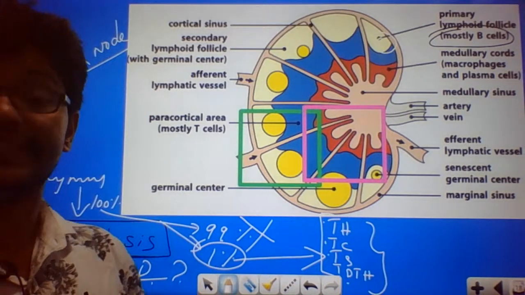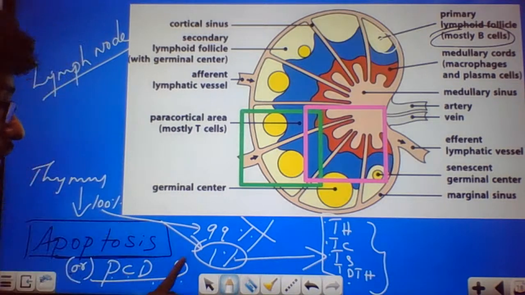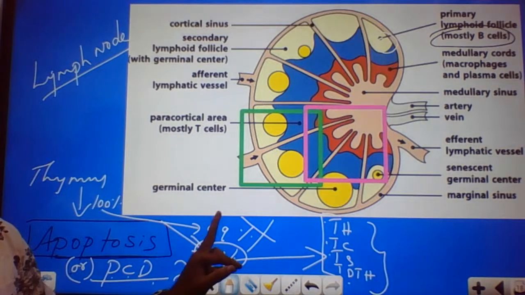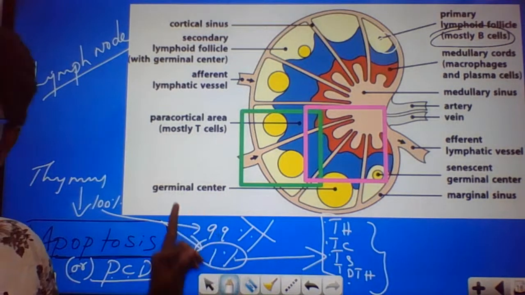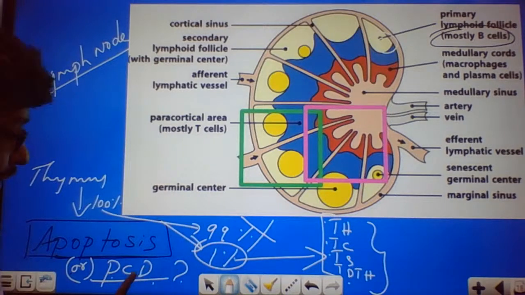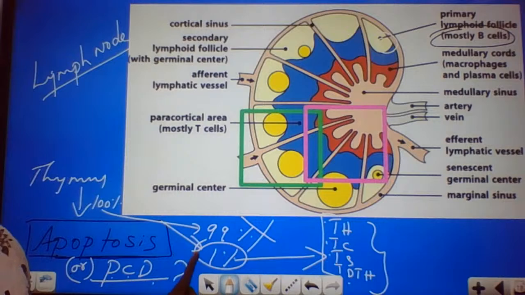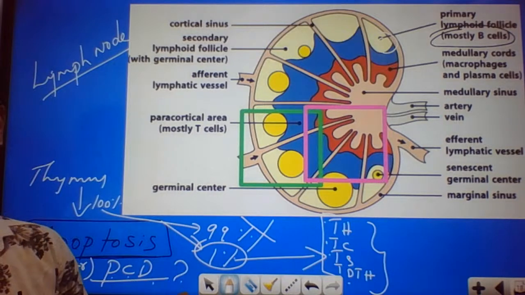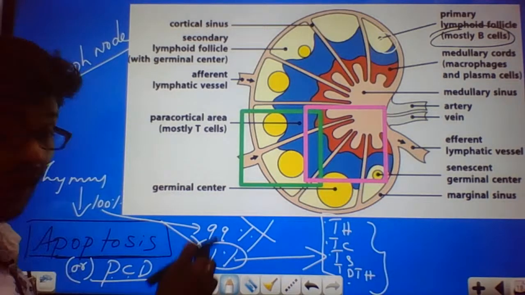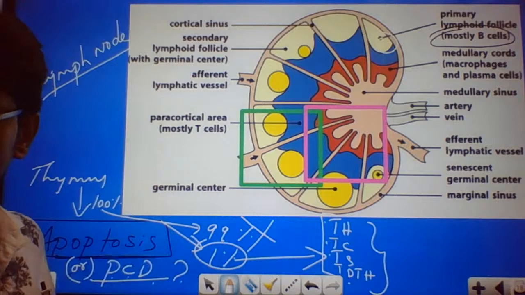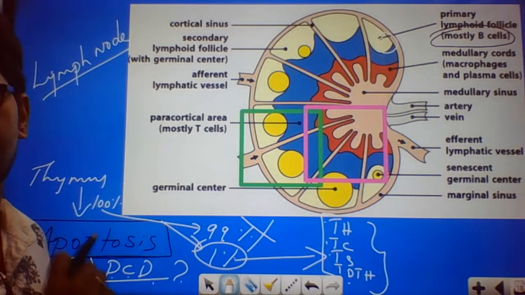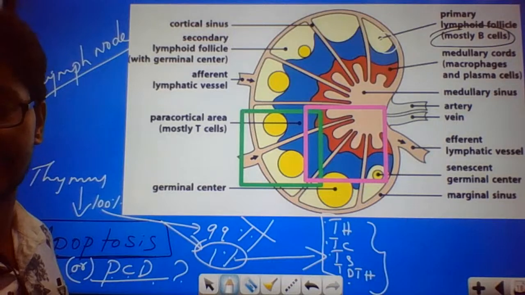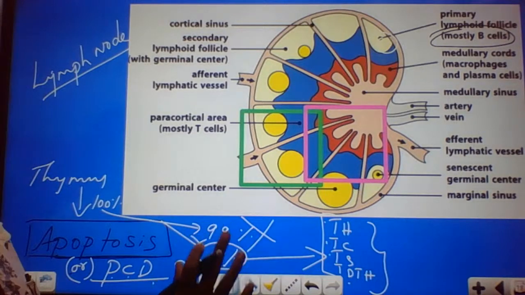I assume that might be the reason why it's producing 100% and why the remaining 99% is getting killed in the thymus itself. This process is called programmed cell death or apoptosis. If this 99% did not die inside the thymus, then all the cells would come out, and definitely everyone would become hypersensitive individuals. This is the point you should remember.